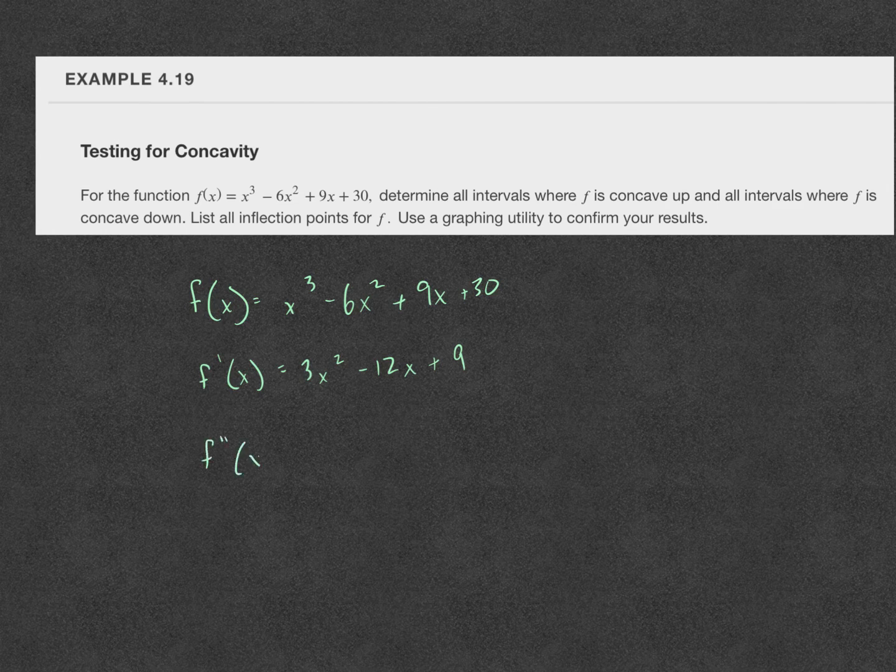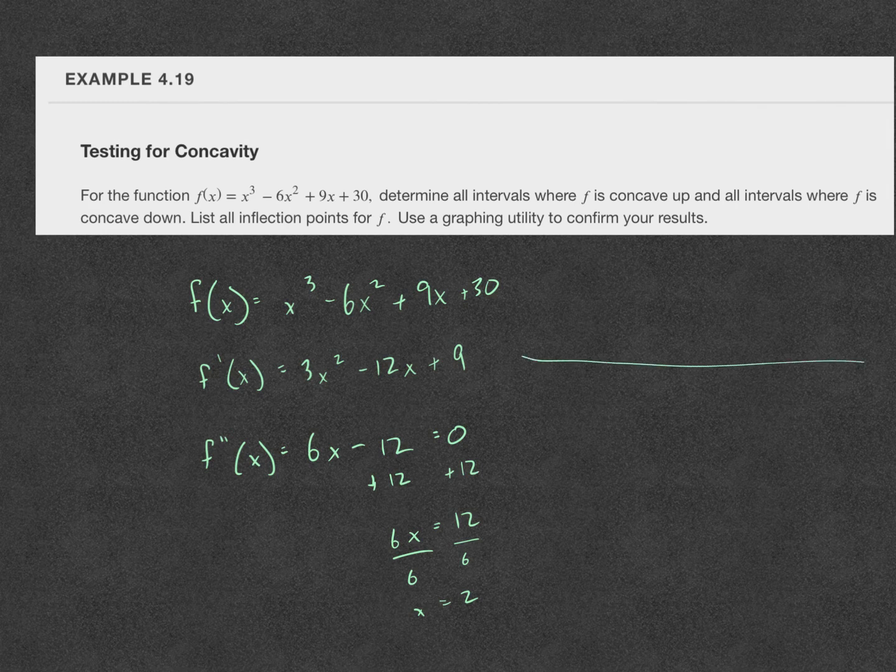Second derivative gives me information about concavity. That's the new part that we're into in this section. 6x minus 12. If I set that equal to 0, I'm going to find a possible inflection point. 6x is equal to 12. Divide by 6, and I get that x is 2. Okay, so at this point, I don't yet know for sure. That may or may not be an inflection point.